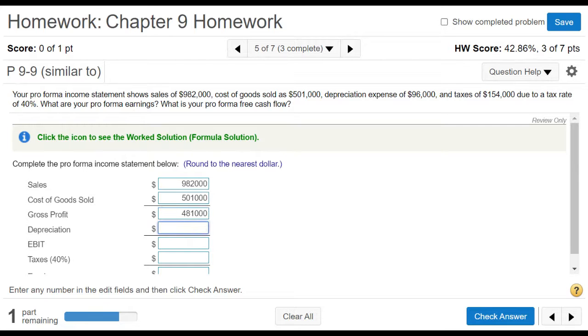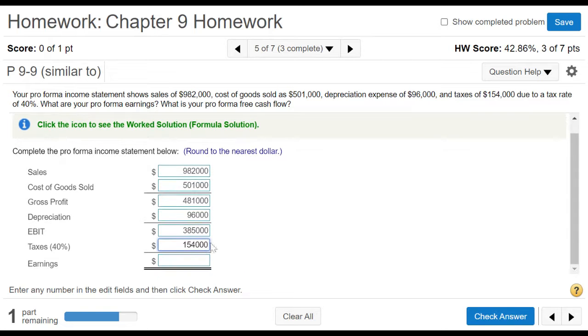And what's the depreciation here? 96,000. Okay. So what's earnings before interest and taxes? Anybody? 385,000. Okay. And what's 40% of that? 154,000. And what's the answer here? 231,000.